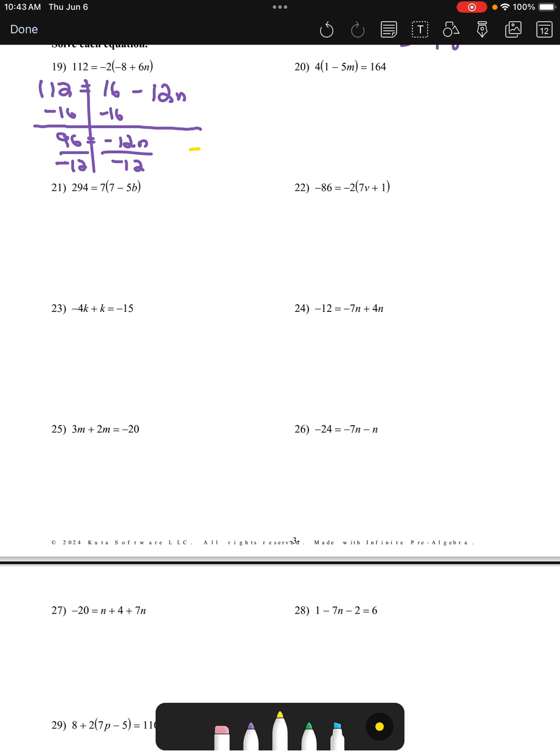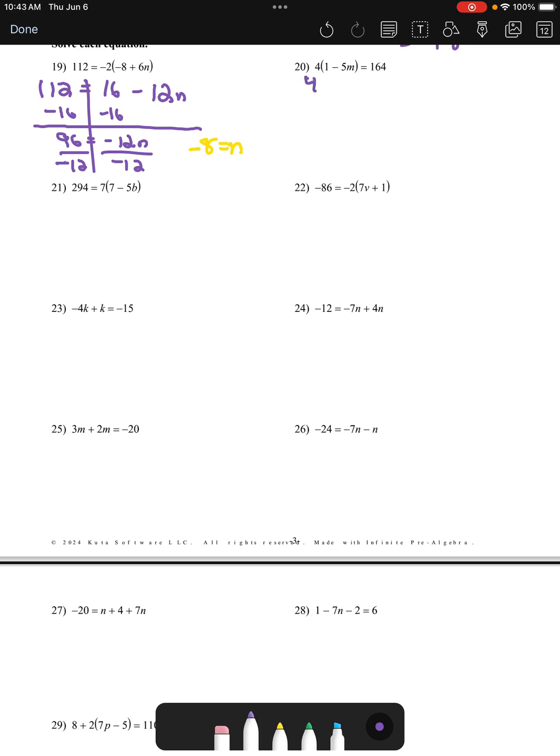I know that 5 times 12 is 60. So 6 times 12 is 72. 7 times 12 is 84. And 8 times 12 is 96. So we're going to have -8 is equal to n. And I just have to write it over on the side because obviously I ran out of space.